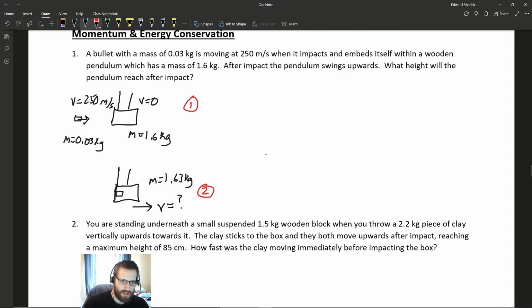And before we can actually solve for the height, we're going to draw another picture and see that's point 3. We're going to have to solve for this velocity. What does that allow us to do? Well, that allows us to get the kinetic energy. And once we get the kinetic energy, then we can use that to determine the height of the pendulum. So after this, the third picture here, the block would swing upwards. So let's draw it a little bit, swinging like this.